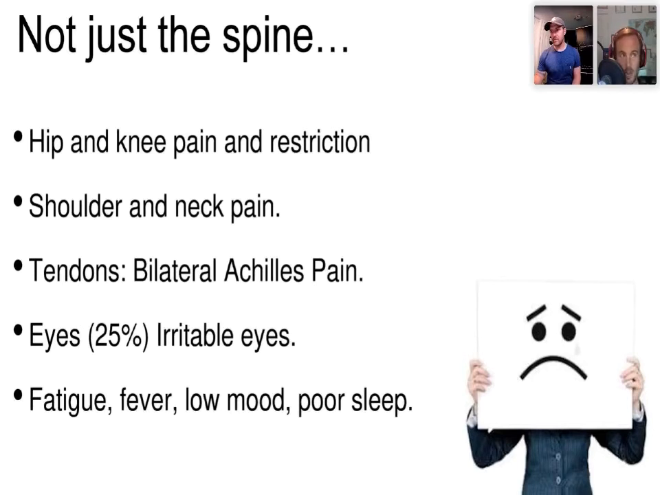Having bilateral Achilles tendon pain is another telltale sign that fits into that package of diagnosis rather than it being a single thing. Then eyes. We were always taught to ask this question as well about iritis, irritable eyes, which is thought to occur in about 25% of patients with ankylosing spondylitis.